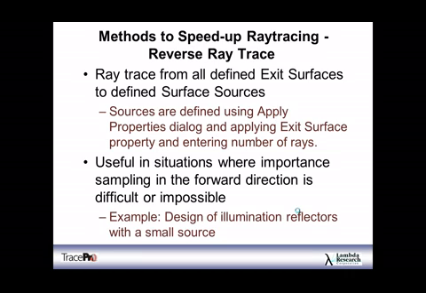So let's talk a little bit about speeding up ray tracing using a new method. There's a second method to really speed up ray tracing, and that's reverse ray tracing. That's where we specify targets that reverse their rays and search for the source. So a ray trace from all defined exit surfaces, defined surface sources, is allowed in the program. These sources are defined using the apply properties dialog, applying an exit surface property and entering the number of rays for all the targets we want to reverse ray trace from. This is very useful in situations where importance sampling in the forward direction is difficult or impossible, for instance, in the design of illumination reflectors with a small source.